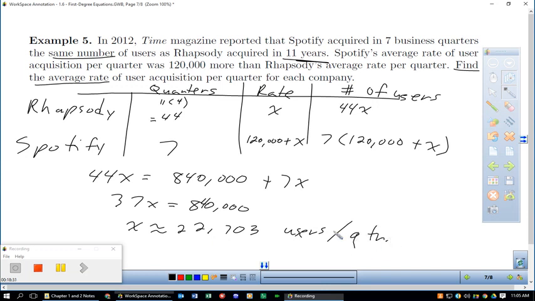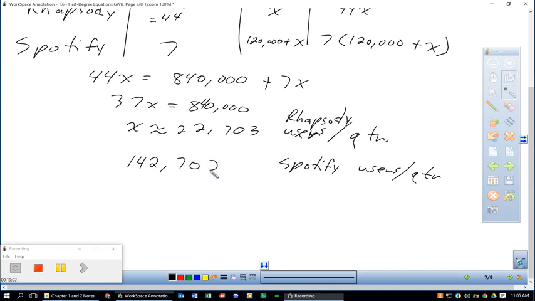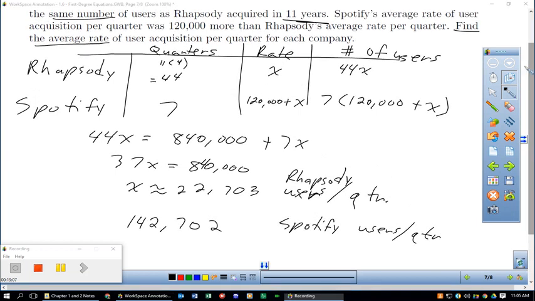Per quarter. Okay, so that's Rhapsody users because Rhapsody is X. So that actually doesn't answer our question totally. There's our Rhapsody users per quarter. And so that tells us that the Spotify users per quarter should be somewhere in the neighborhood of 142,000. 142,702 Spotify users per quarter. And so there are the rates that we were asked for, the average rate of user acquisition per quarter. So there we have it.